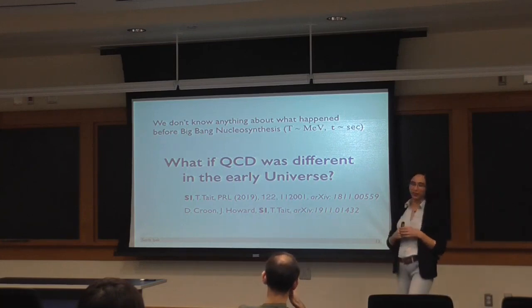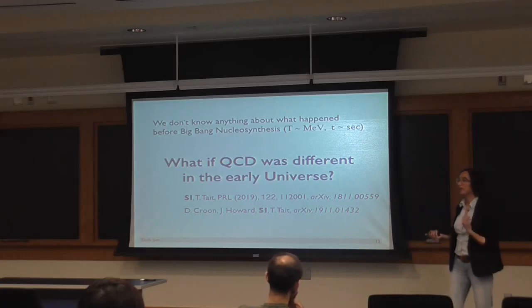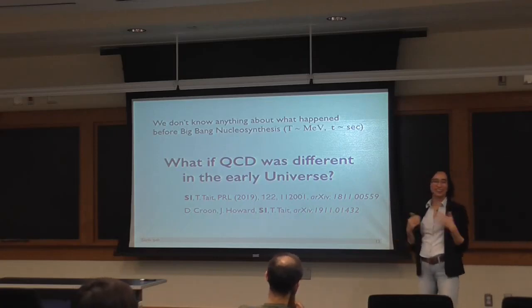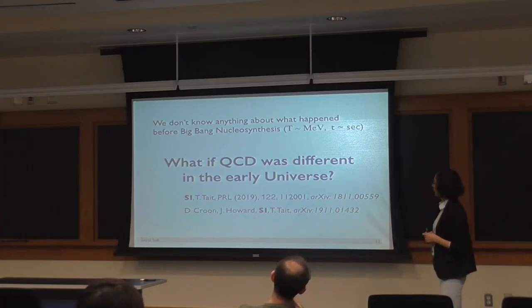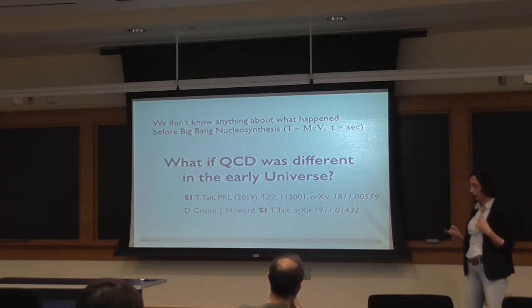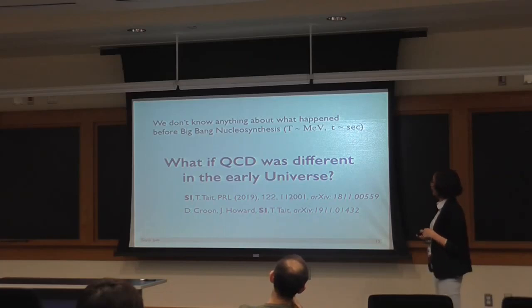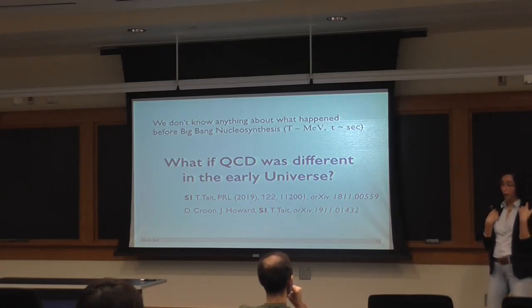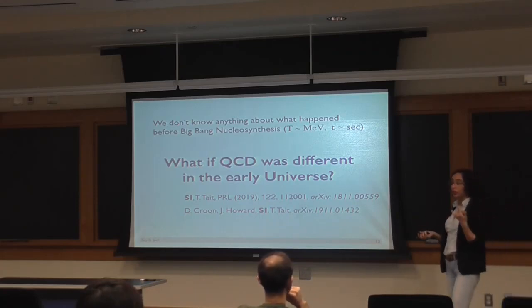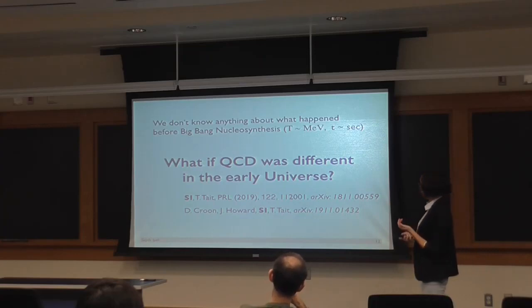This is a curse and a blessing. Of course, we want to know. But if you don't know, there's a nice playground where you can come up with new histories for the universe. So this is where we started. We said, since we don't know anything about what happened before Big Bang nucleosynthesis, is there a way to change QCD before Big Bang nucleosynthesis, and what would that do?